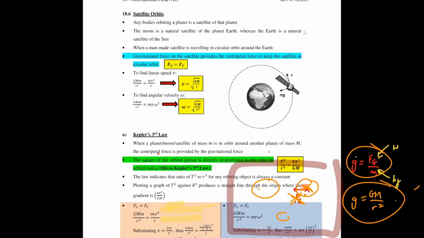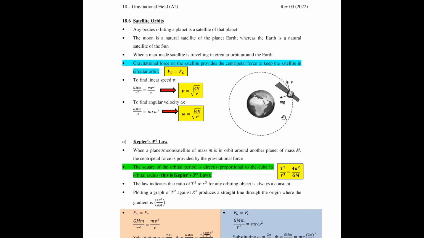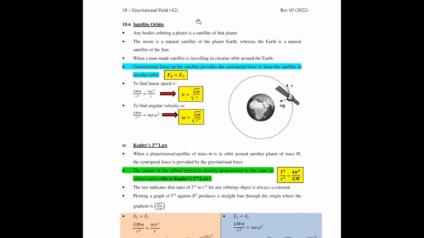All right, this one is actually tying back with your circular motion chapter. Now, in this chapter for gravitational field, you will learn something called satellite orbits. If you have any bodies that orbit a planet, that object or body is a satellite of that planet. You have man-made satellites and you also have natural satellites. For example, the moon is a natural satellite of Earth and Earth is a natural satellite of the sun.